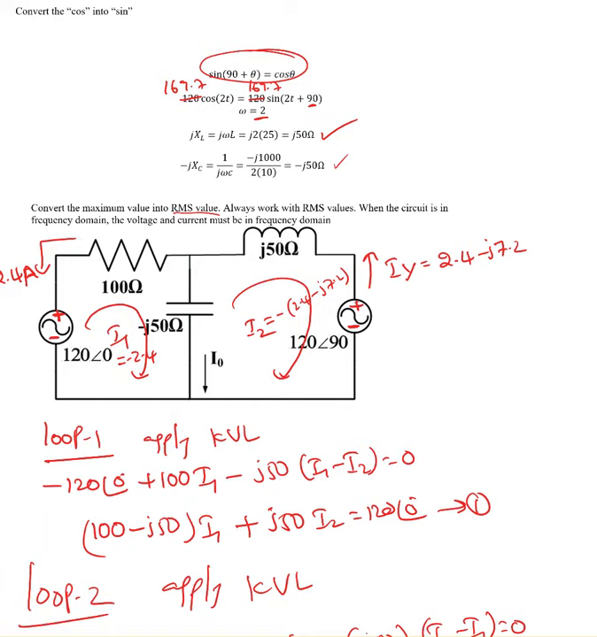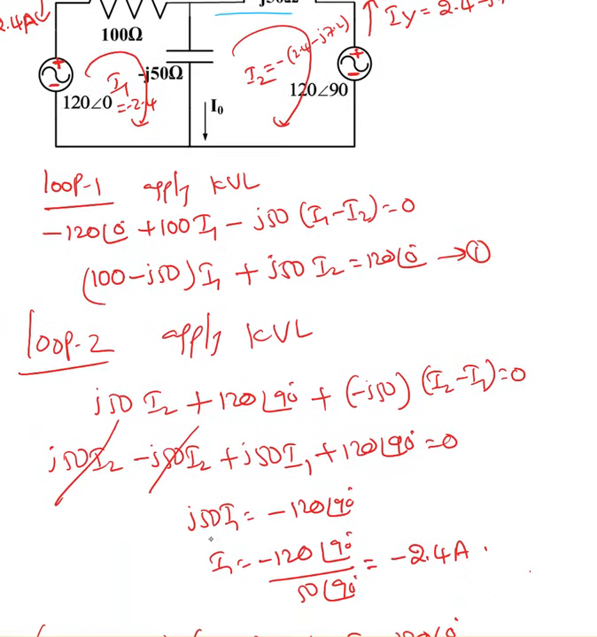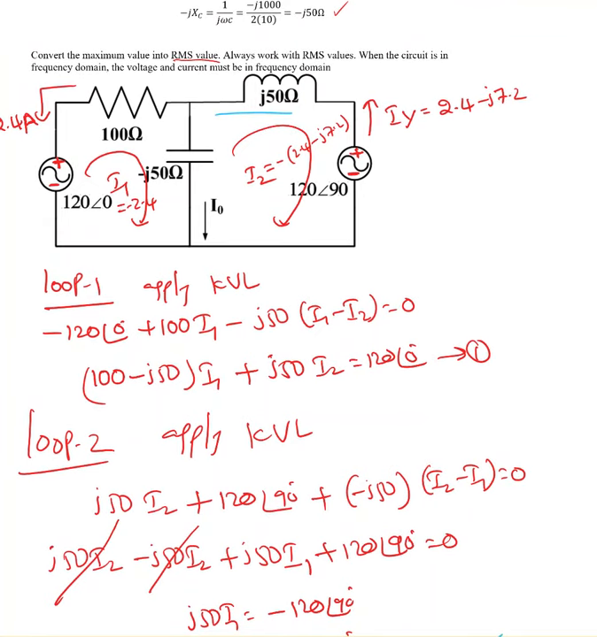Now I'm going to do it using loop analysis. Loop 1: minus 120 plus 100 I1 minus j50 (I1 minus I2) equals 0. When I simplify this equation, I have (100 minus j50) I1 plus j50 I2 equals 120 at an angle of 0. Loop 2, same thing, I'm going in this direction: j50 I2 plus 120 at an angle of 90 minus j50 (I2 minus I1). After solving this, I end up with j50 I1 equal to minus 120 at an angle of 90, so I1 equals minus 2.4 ampere.